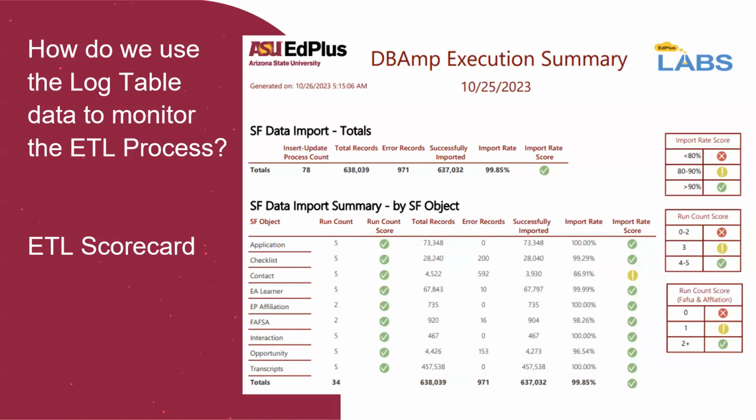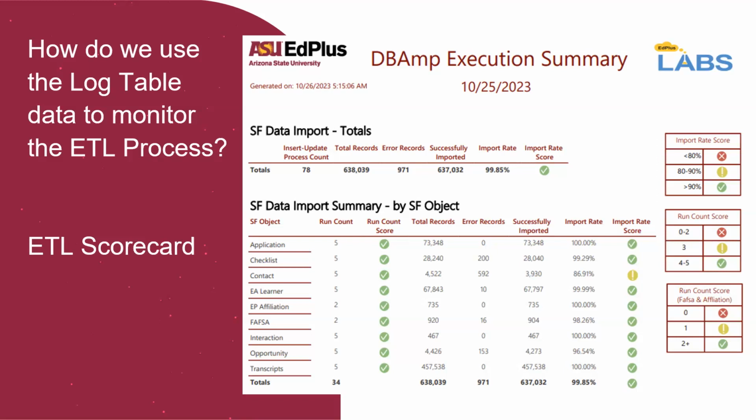So we can see for each module how many times the process ran, the total number of records, the number of error records, successfully imported, and so on. Now, you'll notice on the run count legend, we have some exceptions. We have two processes, one called FAFSA and the other called affiliation, that don't run 5 times a day. Those only run 2 times a day, so they have a different run count score. But we have an expectation that all of our processes successfully run 4 to 5 times a day. So we have a run count score metric, and then our import rate, right?